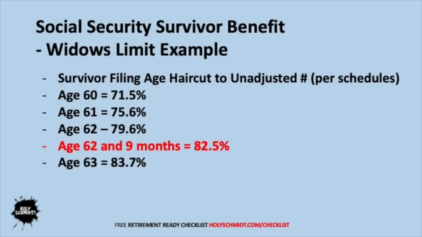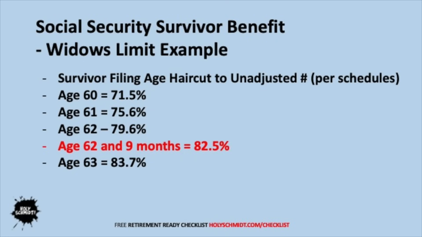Now, with the widow's limit, you just have to smile and say okay, because frankly the lines get a little bit blurred here. Let's talk about the widow's limit. If the spouse is age 60, 50 if they're disabled, their age-based reduction is 71.5%. Age 61 at 75.6%, age 62 at 79.6%, and age 63 83.7%. At age 62 and 9 months, they hit exactly 82.5%.